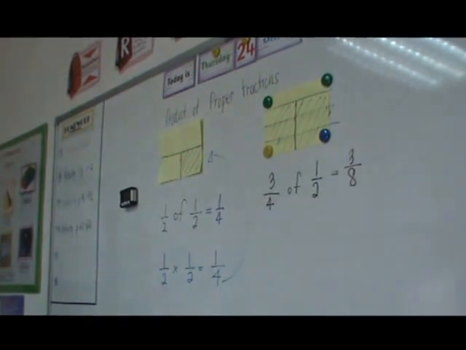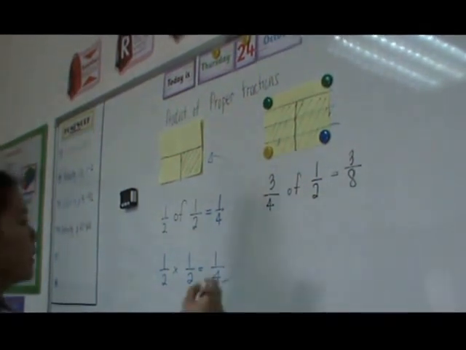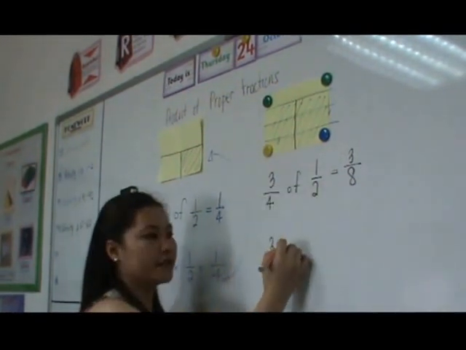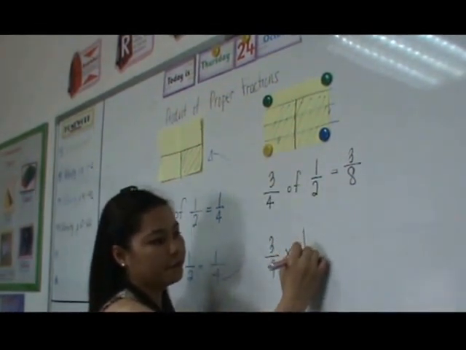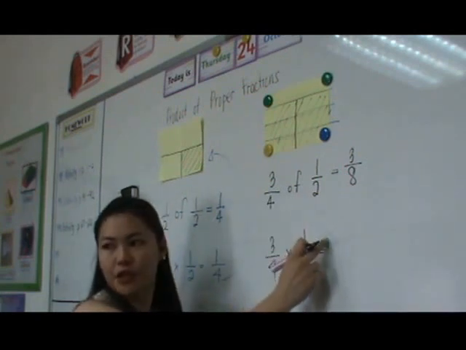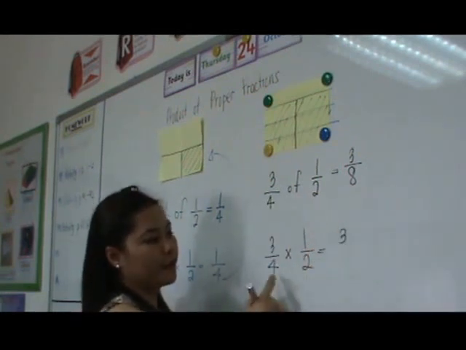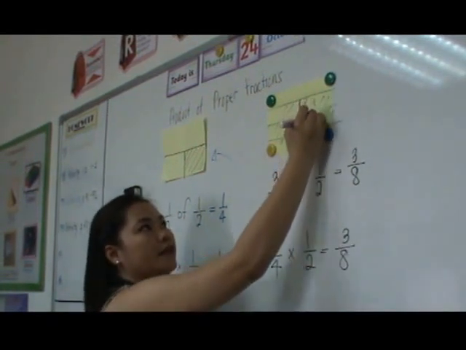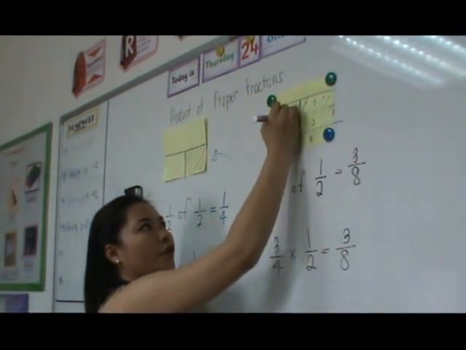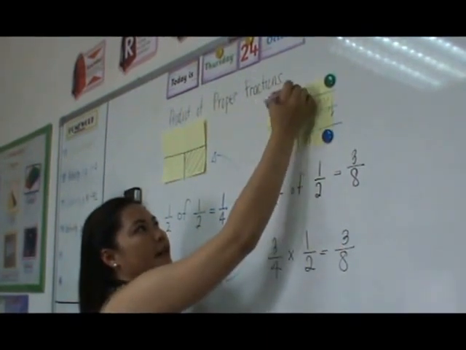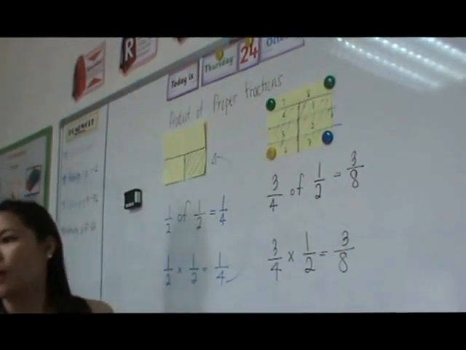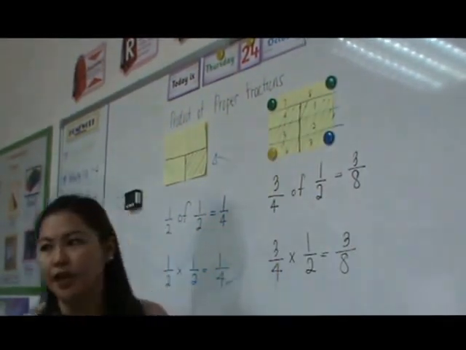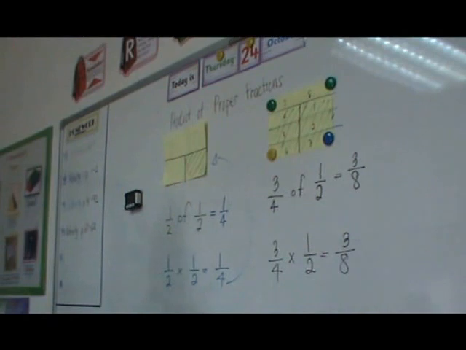If you're going to multiply 3 out of 4, "of" means times 1/2. Numerator to numerator, 3. 4 times 2 is 8. 1, 2, 3, 4, 5, 6, 7, and 8. There are 8 equal parts. And the half of 3 out of 4 is 3 out of 8.